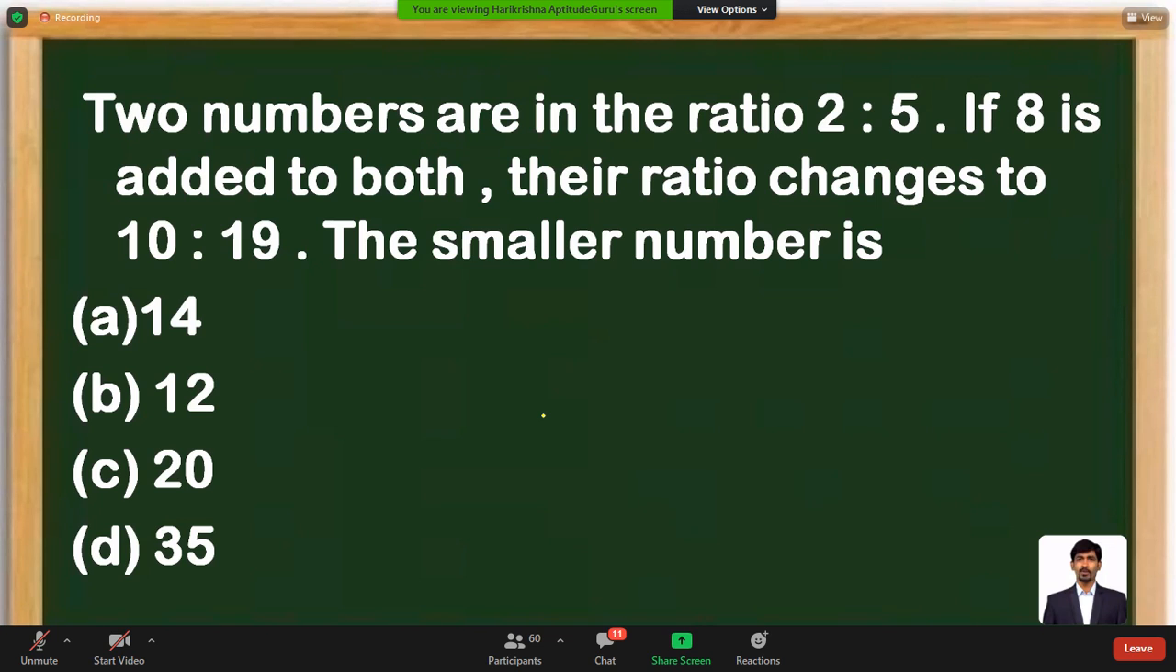Two numbers are in the ratio of 2:5. If 8 is added to both the numbers, then the ratio changes to 10:19. What is the smallest number is the question. This is one type of question, very simple. We can use the plug-in strategy, or otherwise we can use the conventional approach in solving the question.